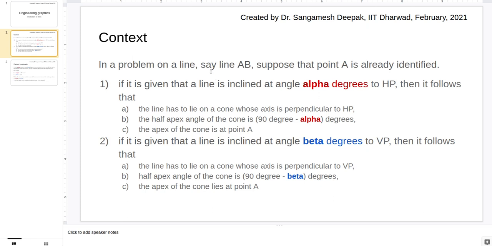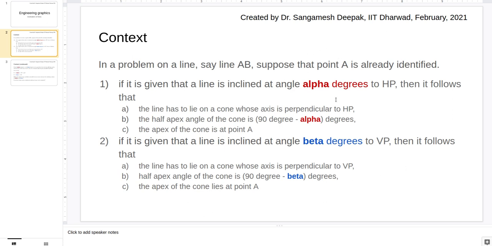Let us say there is a line AB. A and B are the endpoints of it. Further, suppose that the point A is already identified. We have identified its projections. Now we have to find B, of course, and for that the conditions are that the line is inclined at an angle of alpha to HP and angle of beta to VP.